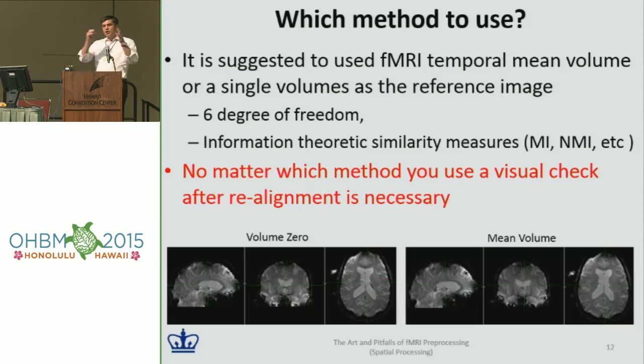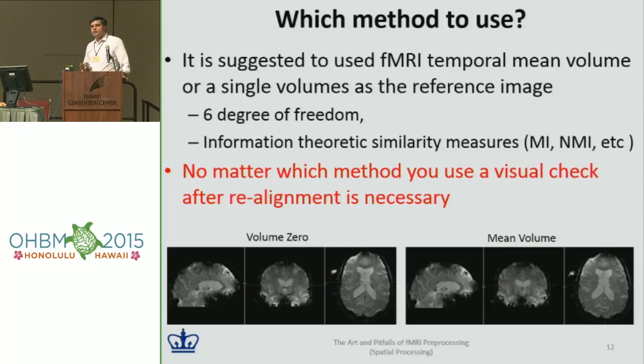If you average the entire time series, that also generates a very robust volume to register. But the point is, if the subject moved a lot, that will actually be a very problematic case as well. So if you know your subject is pretty stable and didn't move much, you can simply average all the volumes.